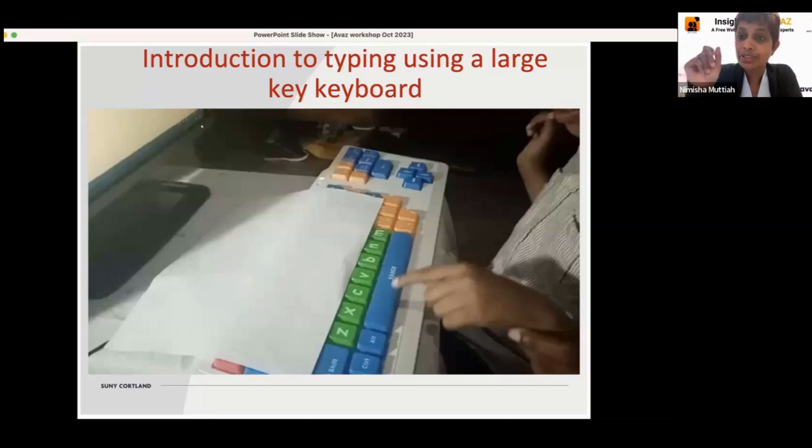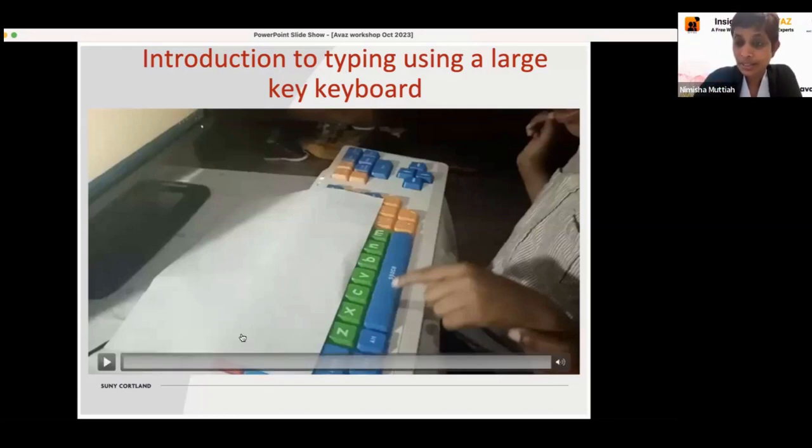So remember, when we're introducing literacy for children with AAC, we should take a phonics-based approach. So she's saying K, and he's finding the letter. She's not saying the letter name. She's not saying type C, type A. No, she's just saying the letter sound. K, A, T. And he's finding the letter, and he's starting to type. So this is at the very, very beginning. K. A.